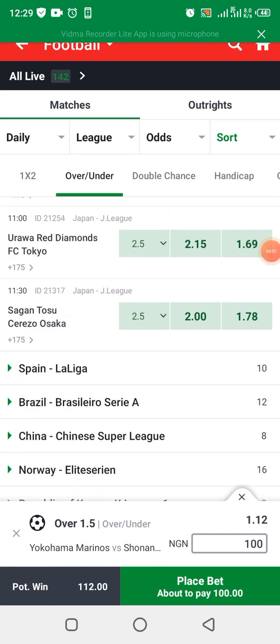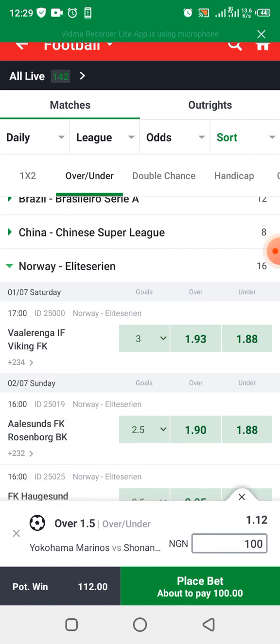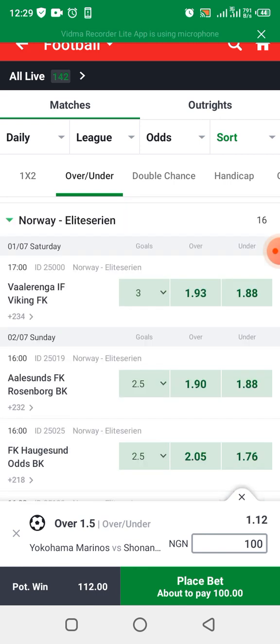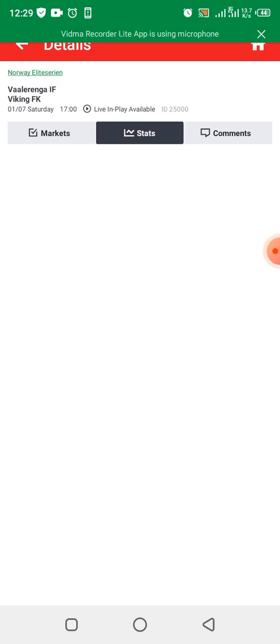Let me check under some league stats. Norway too. I think Norway's league also scores goals very well. So I'm going to check the stats under them. Now click on the stats.